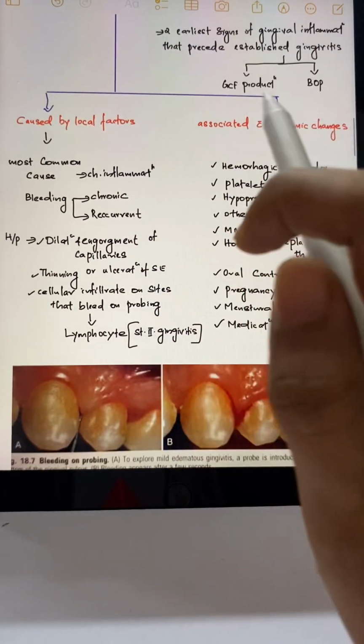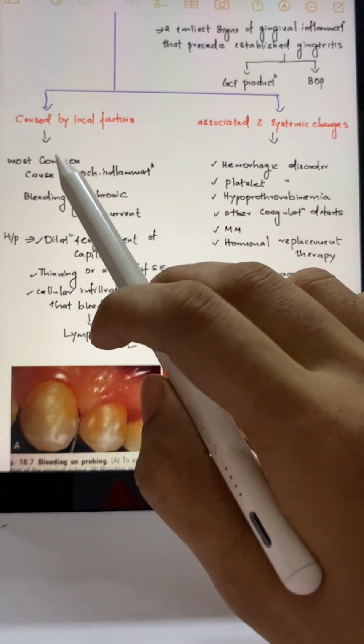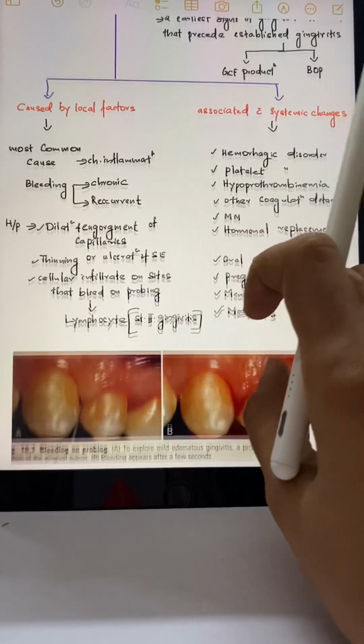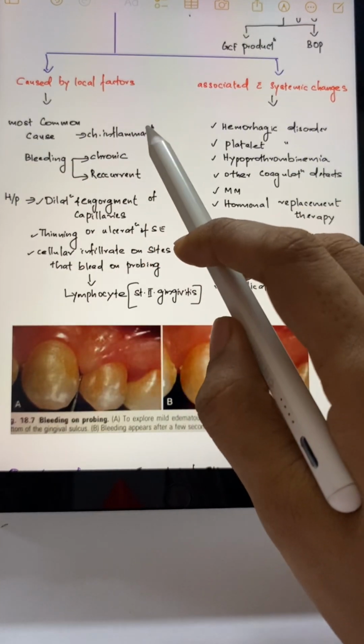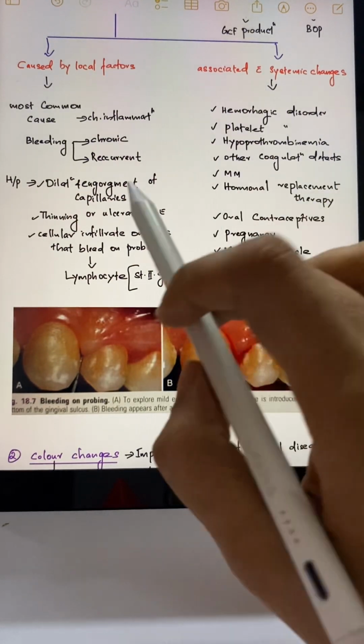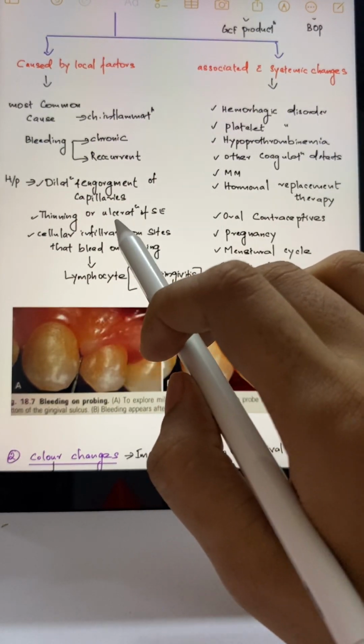So this bleeding can be caused by local factors and is also associated with systemic changes. Of the local factors, the most common is chronic inflammation. In the histopathology, this I also discussed in the last class.